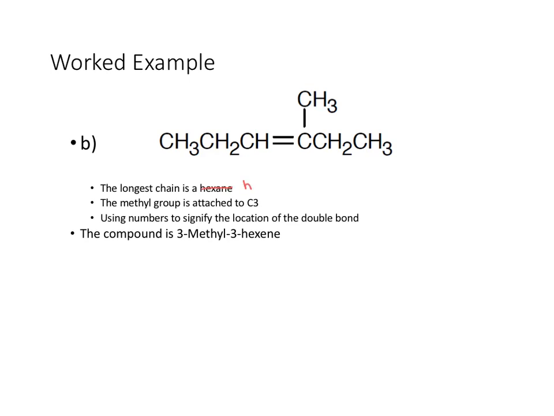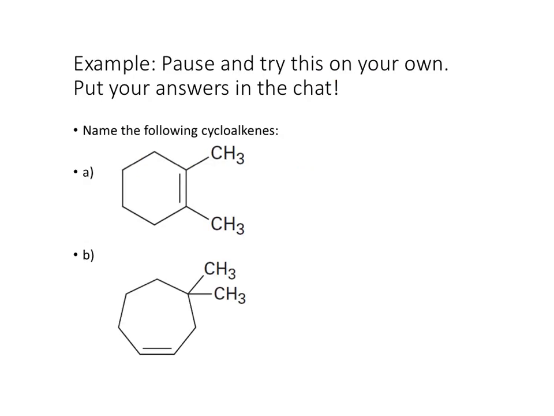In the next example, the longest chain that contains the double bond is a 6-carbon chain, so this is going to be hexene. The methyl group is attached to carbon 3. And the reason we start numbering from the right, because right or left you get to the same number for the double bond, is that you get the substituent at the lower number if you start from the right. So then the methyl group's attached to carbon 3, and then this entire molecule becomes 3-methyl-3-hexene.